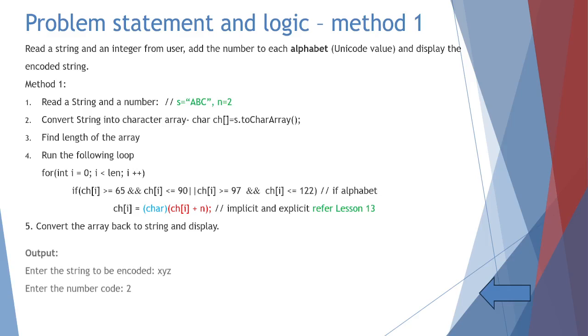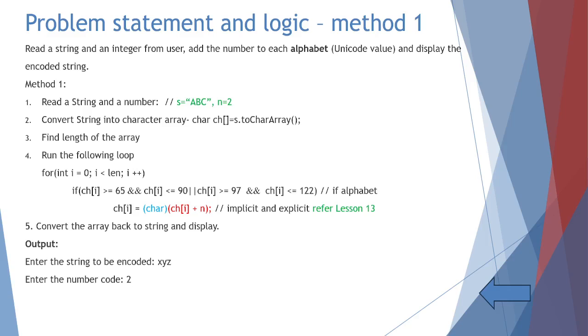Let's see the output. Enter the string to be encoded. Let's assume we have given xyz. Enter the number code, that is 2. X plus 2 must be z. Y plus 2 is curly bracket. Z plus 2 is vertical bar sign. So what is this? Let's understand a little bit about Unicode values.